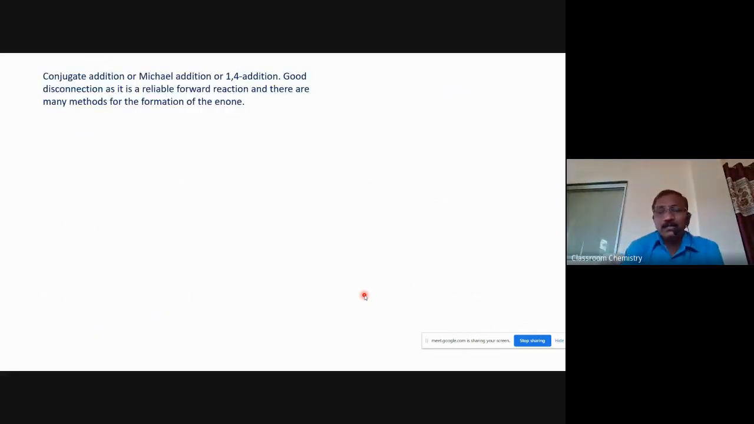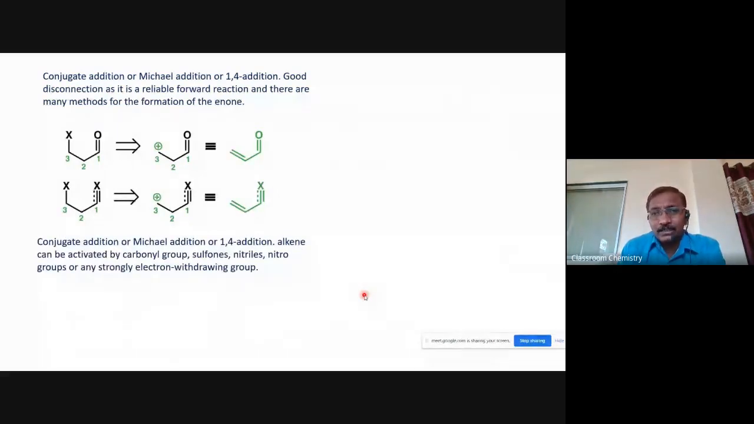Now, conjugate addition, simply we can call it Michael addition or 1,4 addition. So in the 1,4 addition, that is 1, 2, 3, if you observe, when we remove this X, that is any kind of functional group, we can get a double bond. And it is not necessary that it is always a carbonyl. So any group at 1 and 3 positions, we have to remove that one and we can get the positive charge. So conjugate addition or Michael addition or 1,4 addition, the alkene can be activated by carbonyl group, sulfone, nitrile, nitro group. Any electron withdrawing groups act as the corresponding 1, 2, 3, so that it can undergo conjugate addition or Michael addition. That is a very important part.